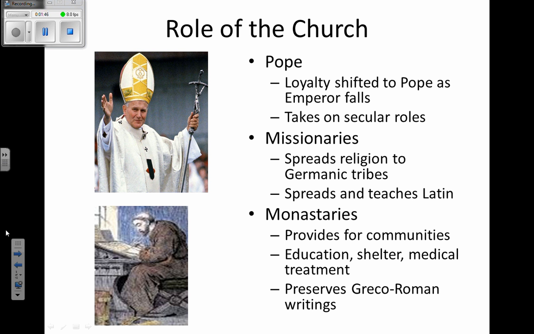So the role of the church was pretty big. The Pope was the person in charge of the Catholic Church. So loyalty shifted to the Pope as the emperor falls. So there's no emperor, he's taken out of the throne, there's no Roman Empire anymore, so now the Pope is the head man in Europe. So he takes on many secular roles. So not only does he have the role of religion, but he takes on many worldly roles as well. That's what secular means, worldly.